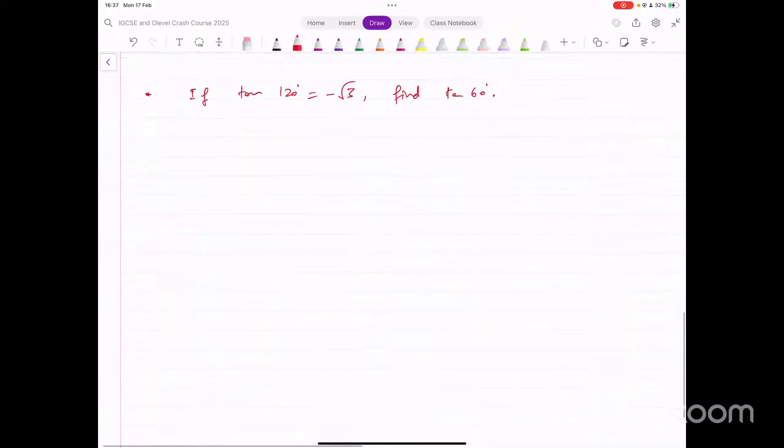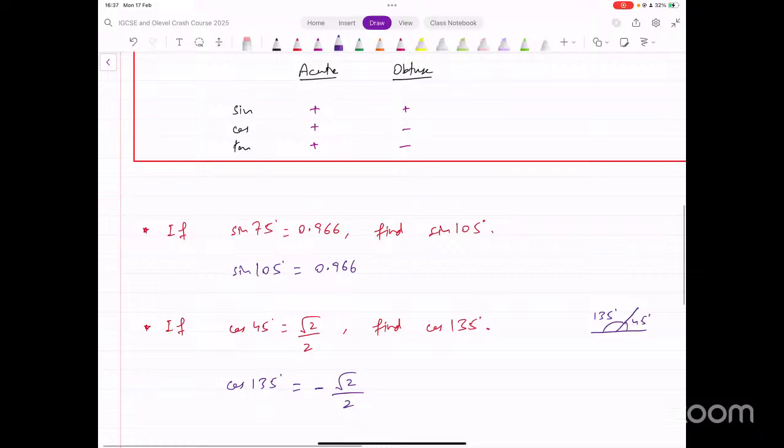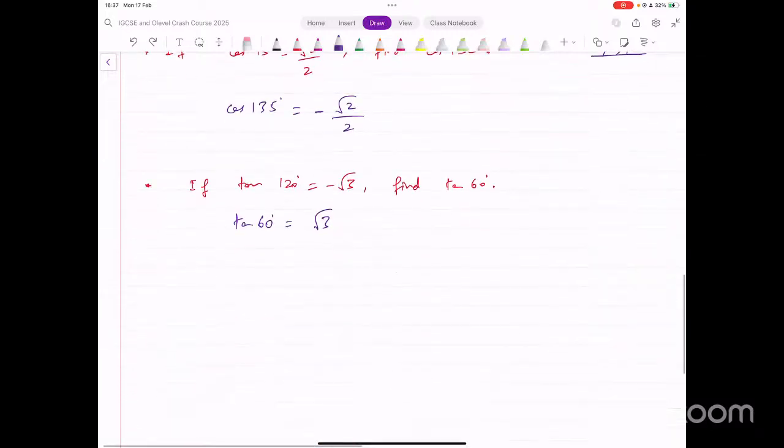Now, again, is the condition satisfied here? One angle is 120 and the other is 60. Do they add up to 180? They do. That means tan of 60 should also have the same numerical value, which is square root of 3. Now we know when the angle is acute, tan is positive. So instead of being a negative value, all that changes is this is going to be positive.